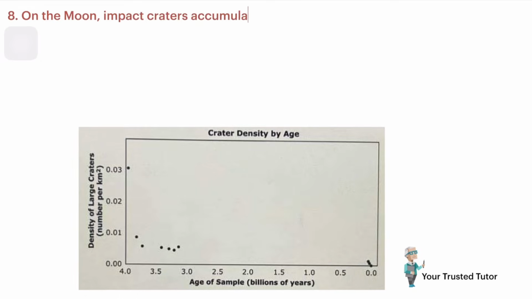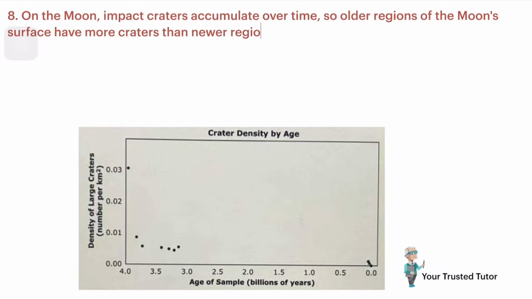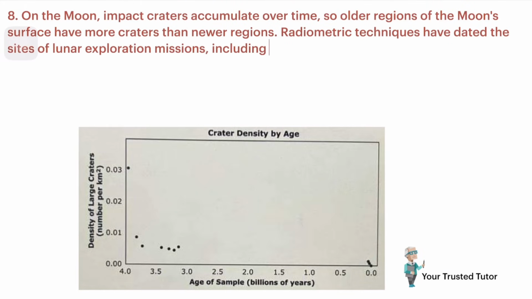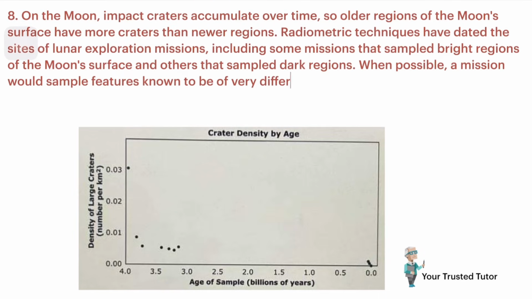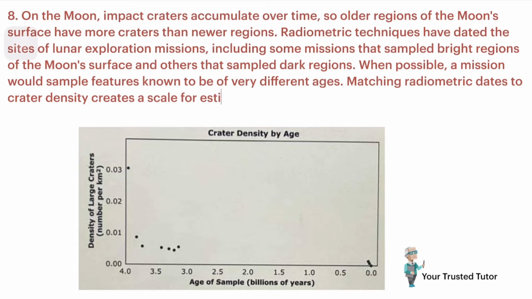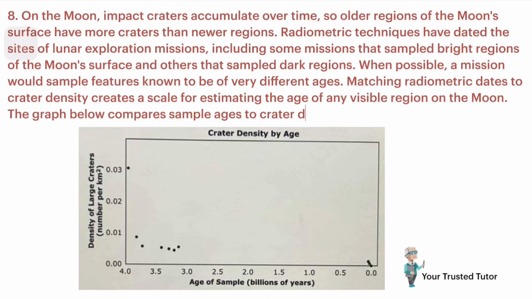Question 8. On the Moon, impact craters accumulate over time, so older regions of the Moon's surface have more craters than newer regions. Radiometric techniques have dated the sites of lunar exploration missions, including some missions that sampled bright regions of the Moon's surface and others that sampled dark regions.